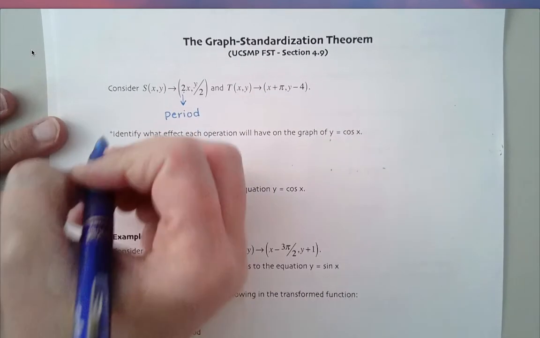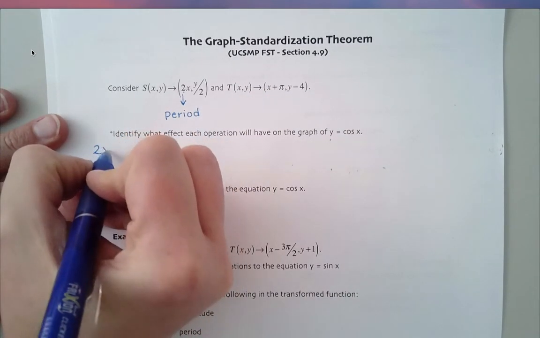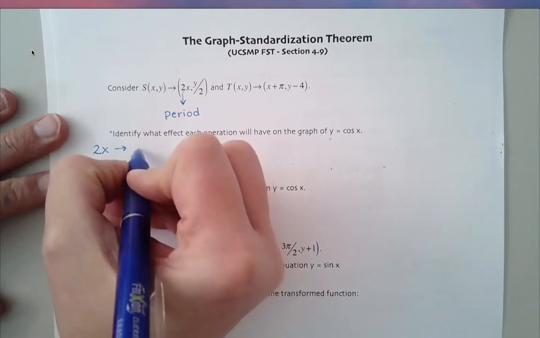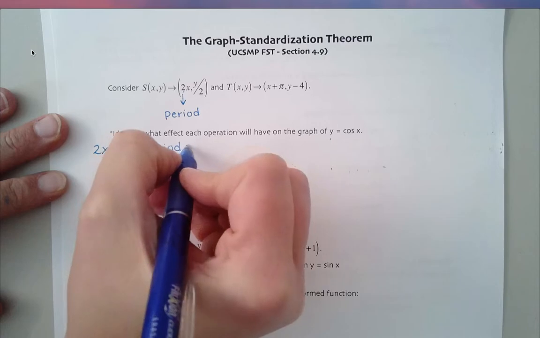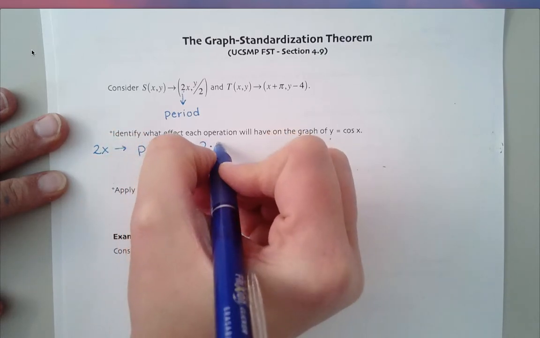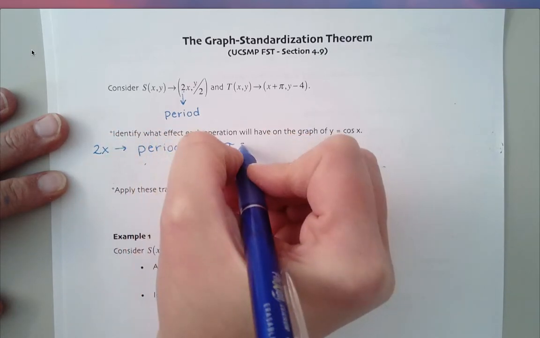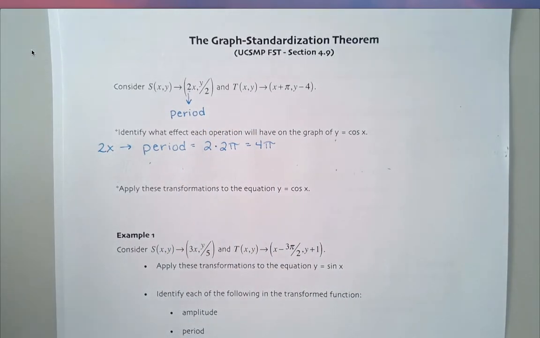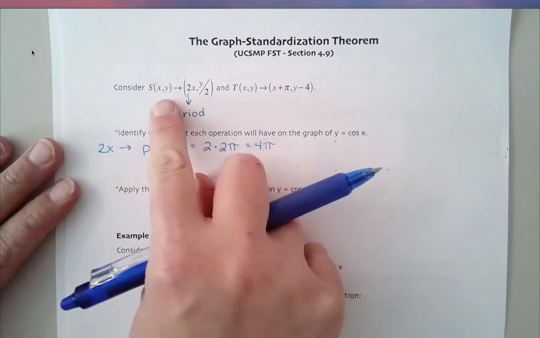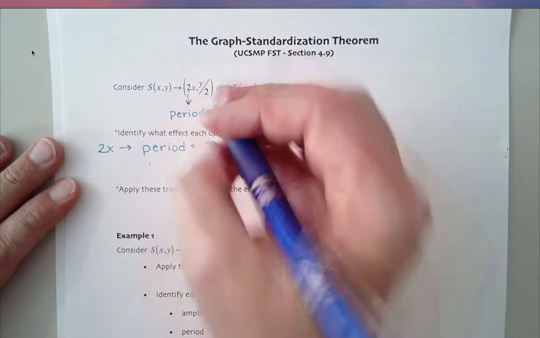Okay, so down here I'm going to just make a note that the 2x is going to take my period and double it. So the new period of my function will be 4 pi instead of what it was originally, which was 2 pi.